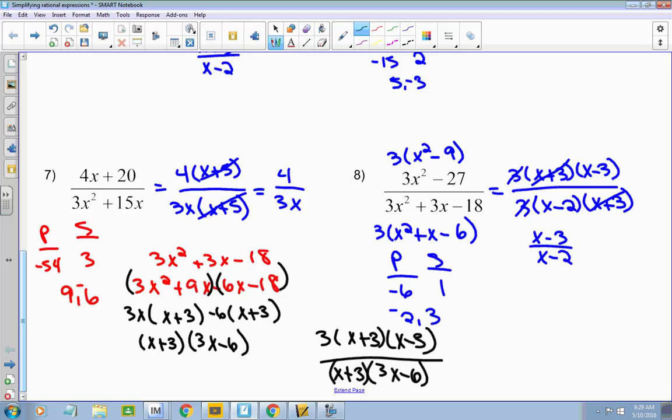If when you factor you look at one of your factors and it has something in common, you've got to pull it out. If I had pulled it out, I would have gotten 3 times x minus 2 times x plus 3. And then I could have canceled the x plus 3's and the 3's, and I would have gotten the same answer. Sometimes we think to pull out the common factor, and sometimes we don't. You just need to make sure you check when you're done to make sure your final answer is completely factored. Any questions?